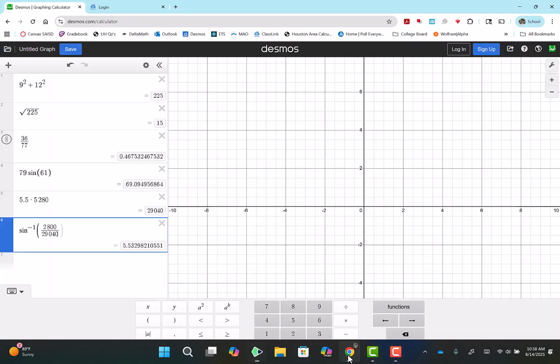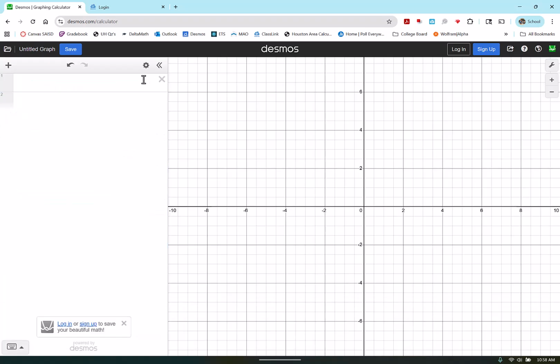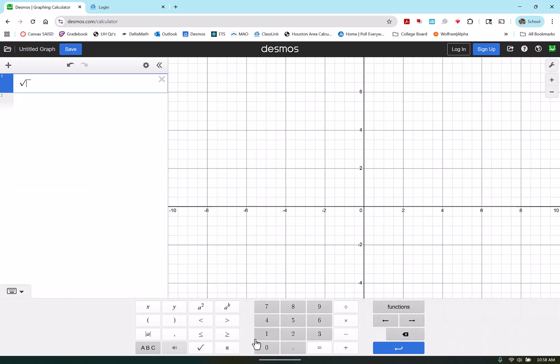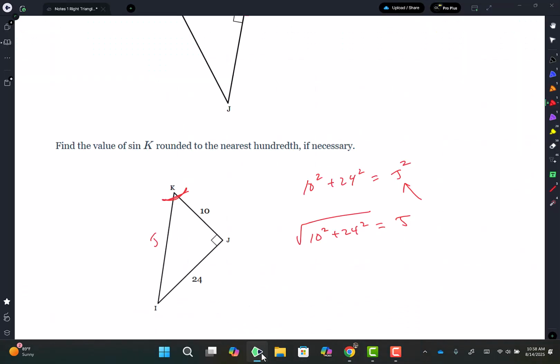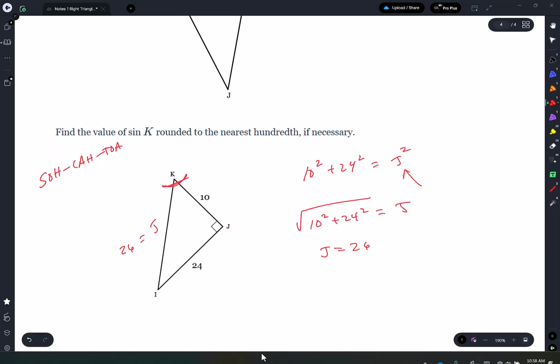So I'm going to go to Desmos, and let me clear everything. I'm going to go square root of 10 squared plus 24 squared, and there it is, 26. So little j is 26. Now that I know little j is 26, I'm going to write SOHCAHTOA. And all you're doing is trig ratios. Find the value of sine K rounded to the nearest hundredth if necessary.